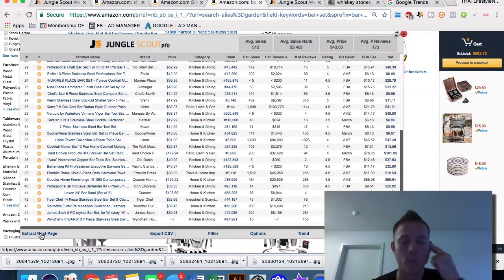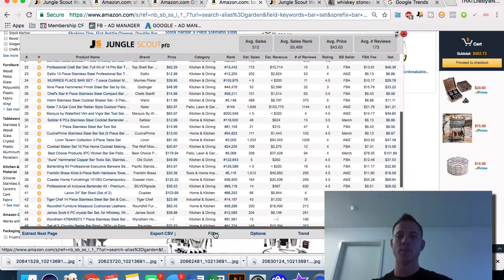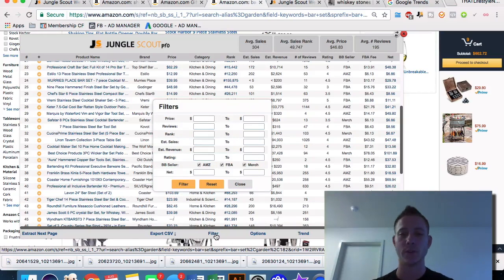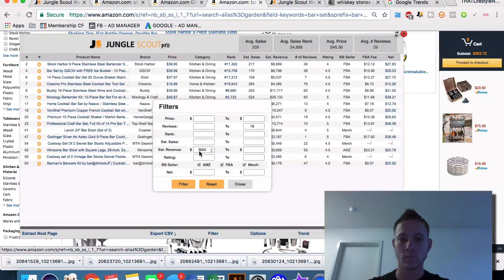So let's extract one more page, and then we'll filter this down a little bit, try to see if we can take a look at whichever one might be the most interesting for us to base our base idea off of, and then add value through some type of bundle, or maybe adding value to the product in some way based off those negative reviews. That's actually a lot of products.